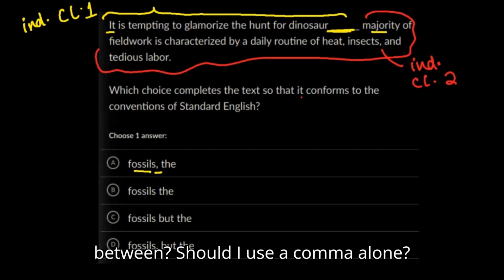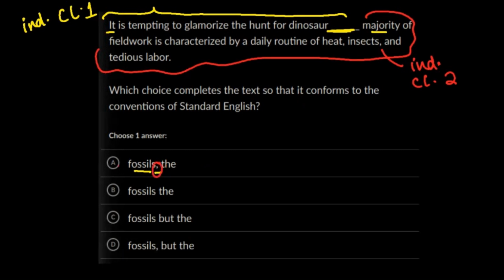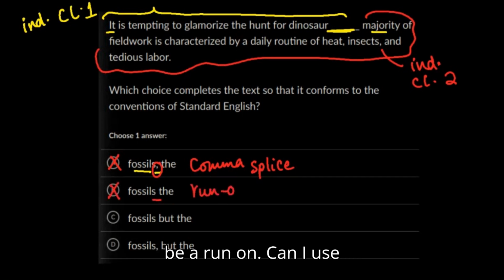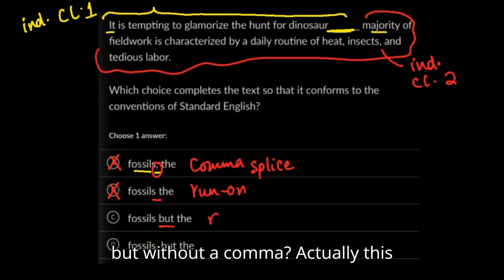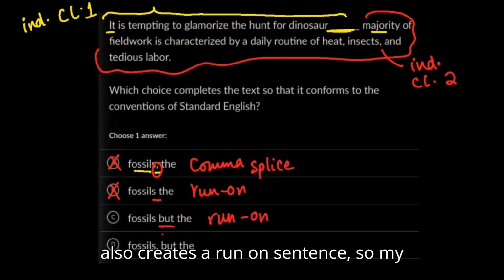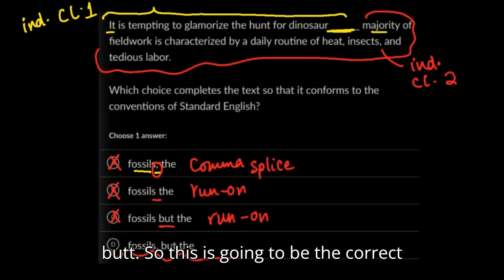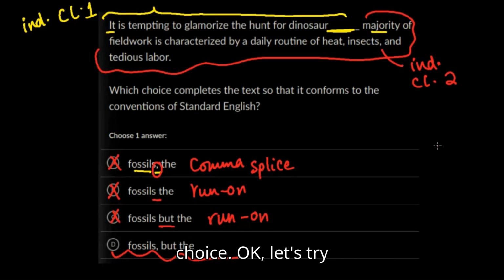What should go in between? Should I use a comma alone? No, I actually can't, because this is going to be a comma splice. Should I use nothing in between? I actually can't, because this is going to be a run-on. Can I use but without a comma? Actually, this also creates a run-on sentence. So my only choice is to use comma and the FANBOYS but. So this is going to be the correct choice. Okay, let's try another one.